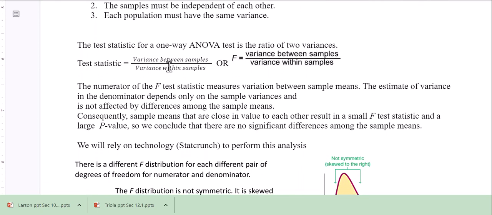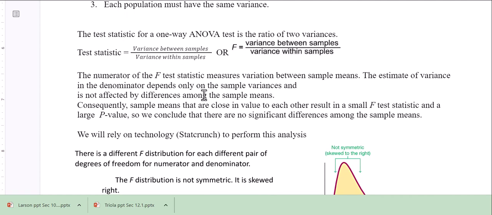So we'll be using the F distribution. Our test statistic is F equal to the variance between samples divided by the variance within the samples. So the numerator is the variance between samples. This measures the variation between each sample. And the denominator depends only on the sample variances and is not affected by differences among the sample means.